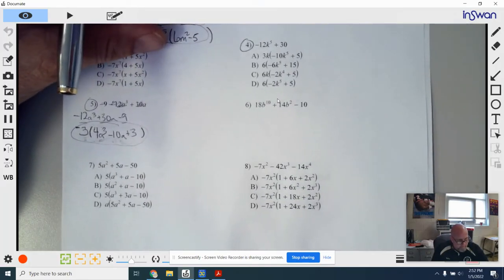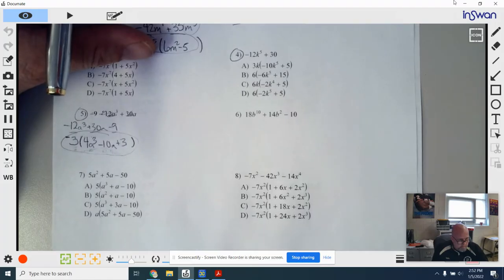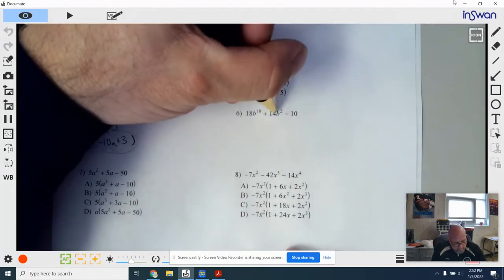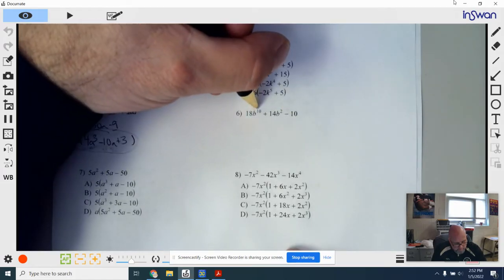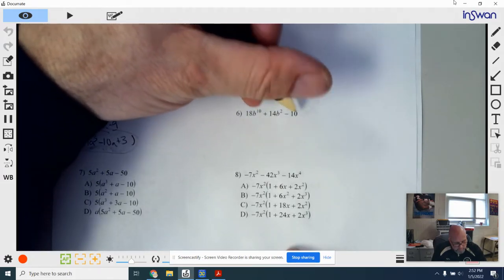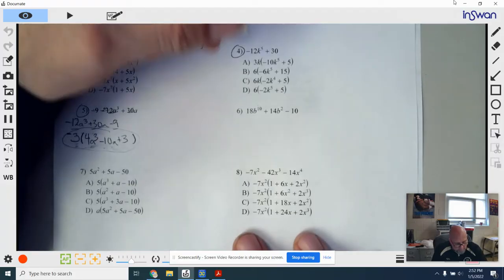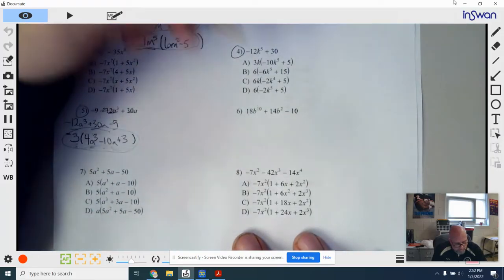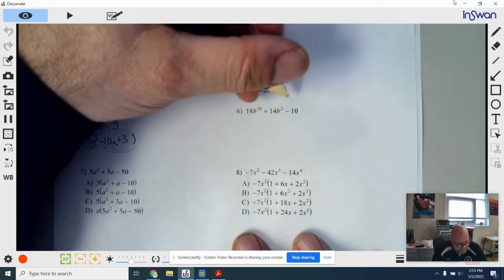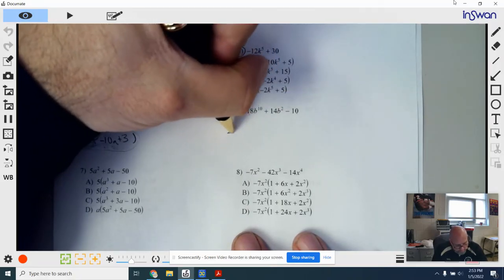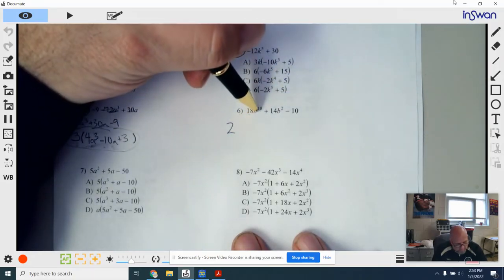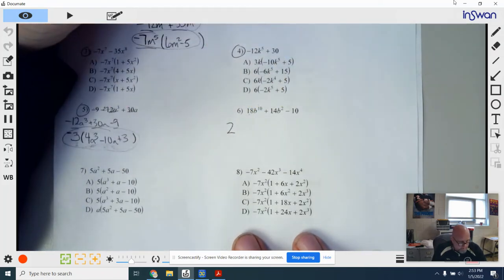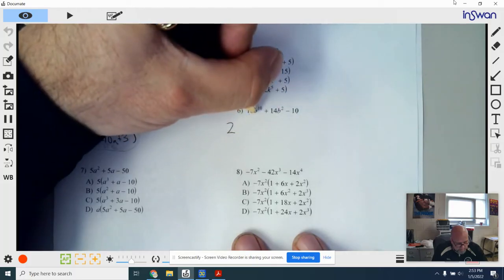Okay, number 6. So checking this one out here, we see 18, 14, 10. It goes b to the 10th, b squared, and none of them. So it's in proper order. So I want to see 18, 14, 10. The biggest number that goes in all of those looks like it's just going to be a 2. So I'm going to pull a 2 out. Then I'm looking for my variables. Well, you got 10 b's. You got 2 b's. You got no b's. So I can't pull out any variables there.